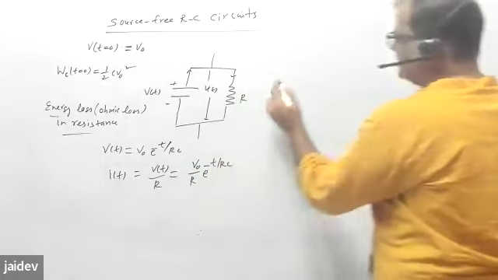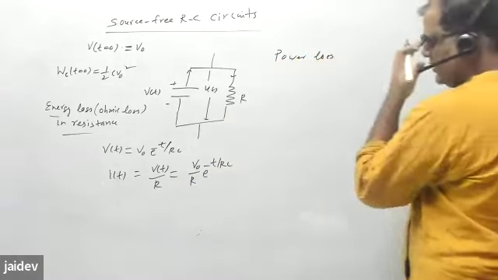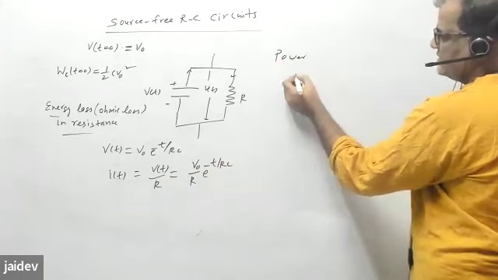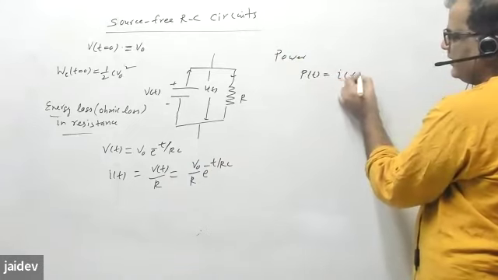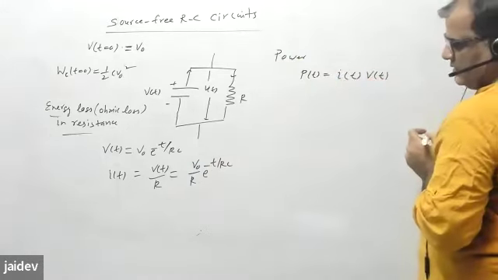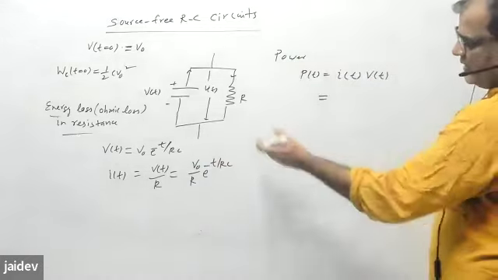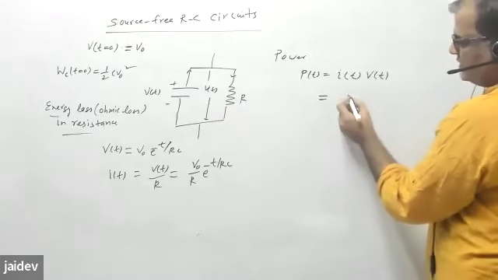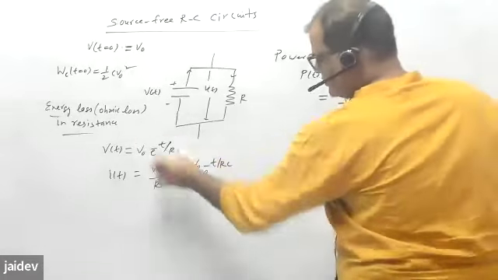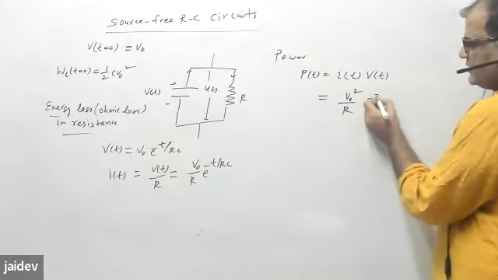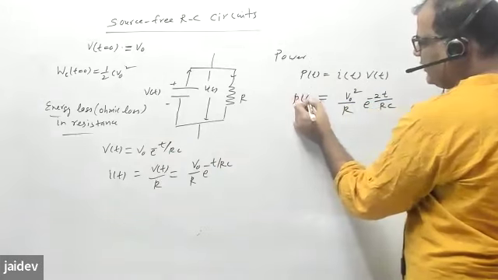Power loss in the resistor. Power in the resistance at time t will be I(t) times V(t). What is the power it is consuming at time t is given by this equation. So you know I(t), you know V(t). Multiply both these things. It will give V naught square upon R, e power minus 2t by RC. This is your power at any time t.